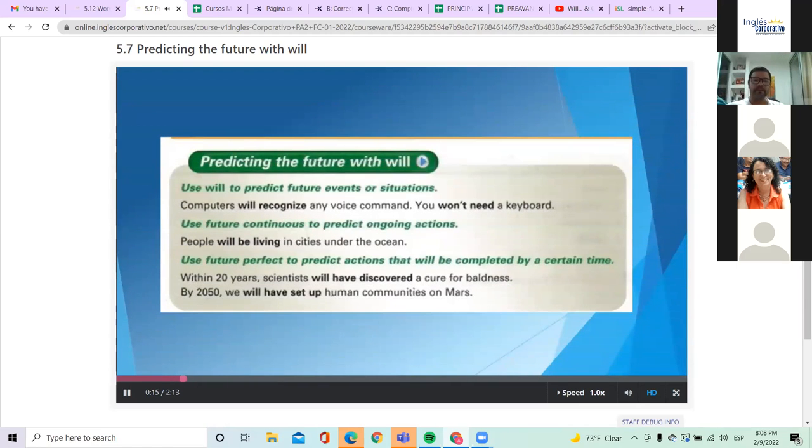Predicting the future with will. Use will to predict future events or situations. Computers will recognize any voice command. You won't need a keyboard.